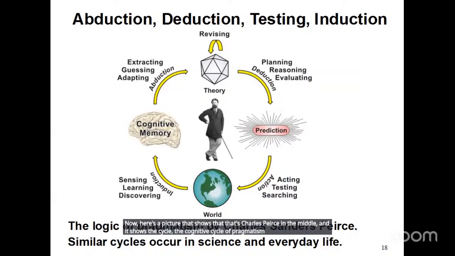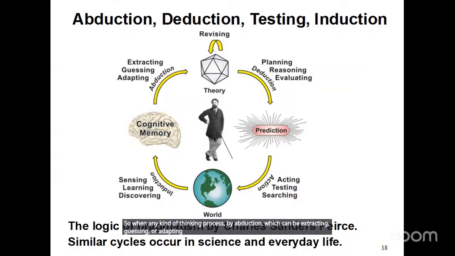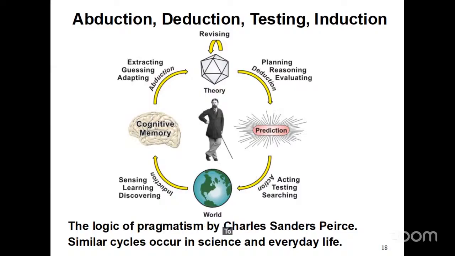And we start with what's in our brain, in cognitive memory. So in any kind of thinking process, by abduction, which can be extracting, guessing, or adapting, we choose some theory. It may be a new theory that we just made, or it may be an old theory that we pick up and start using. In any case, we may have to revise the theory to adapt it to the current situation.